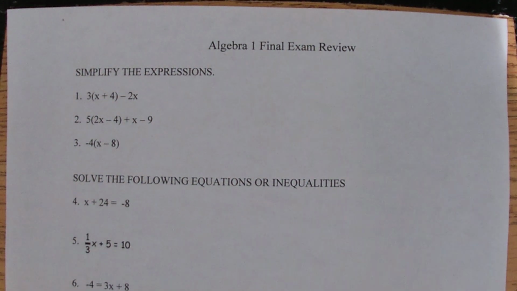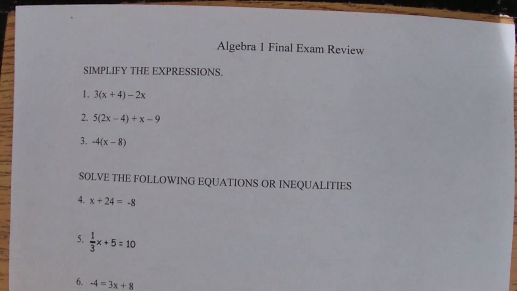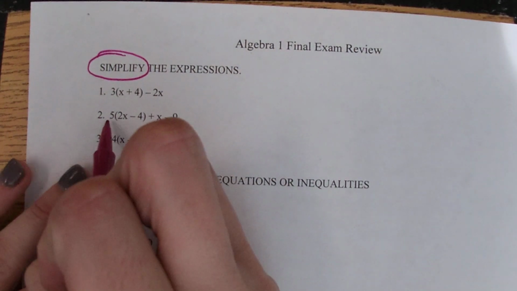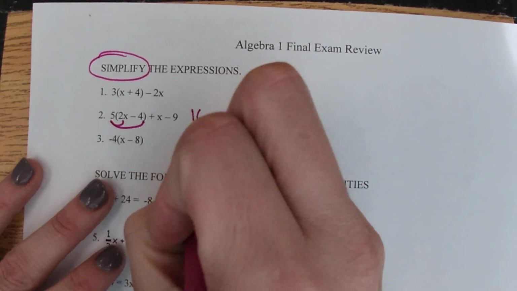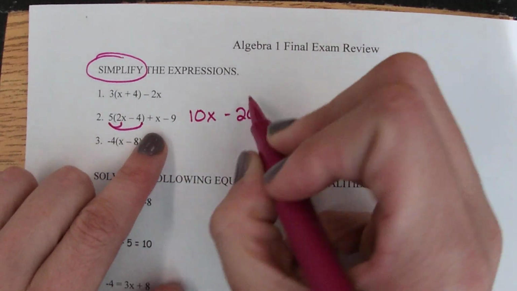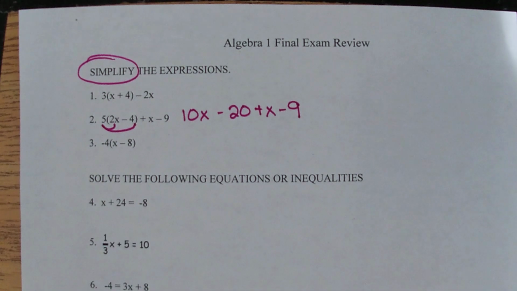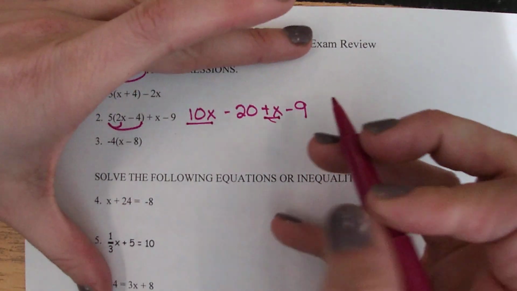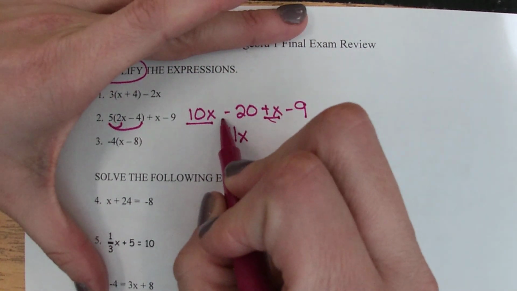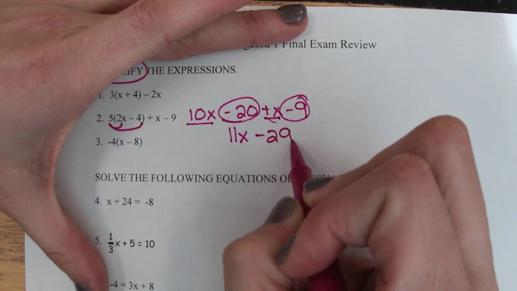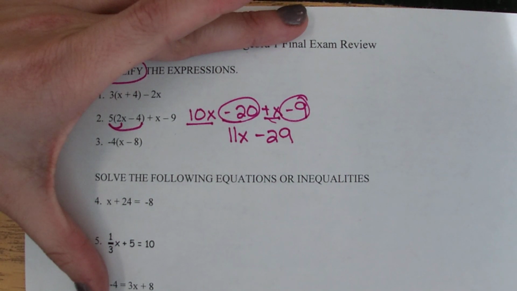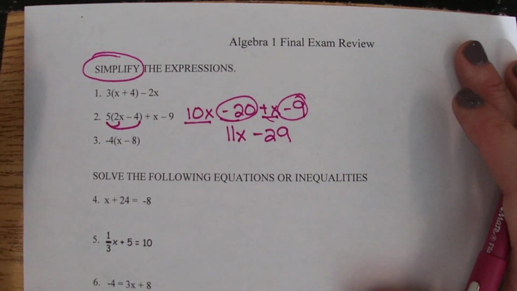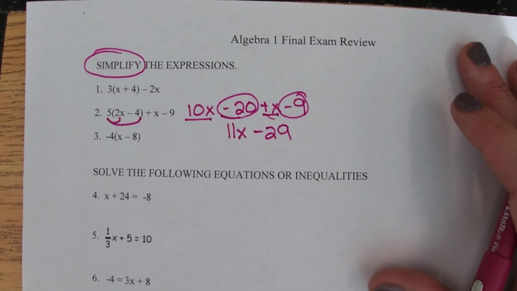First question right off the bat, my students always are trying to solve numbers 1 through 3, when all it's asking you to do is simplify. So for example, if we look at number 2, we're just distributing. That will give us 10x minus 20. Then we have plus x minus 9. From there, we just want to combine like terms. Again, we're just simplifying. So 10x and x gives us 11x. Negative 20 minus 9 gives us minus 29. So our final simplified answer would just be 11x minus 29. Make sure when there's no equal sign, you're just simplifying.